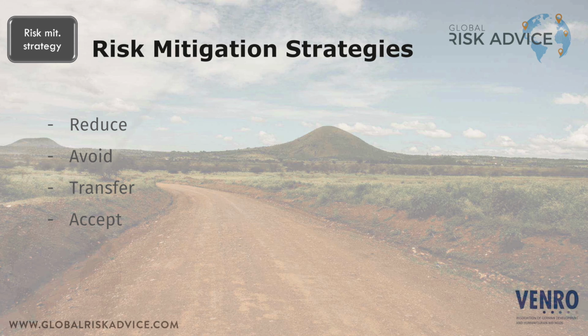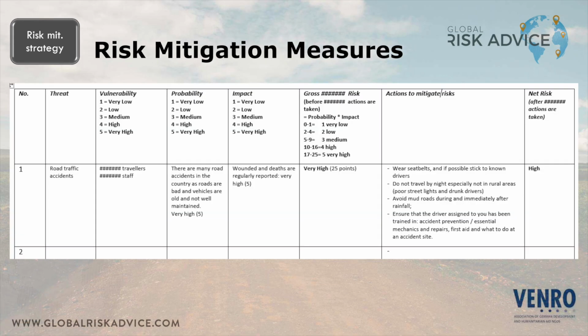And then the 4th one is acceptance. At some point, you'll have to accept the risk of it happening, even if you try to reduce it as much as possible. And then we can extend the table like this. So in this case, for road traffic accidents, we have actions to mitigate the risks, and then the netto risk is still a certain amount. And then we can decide, do we still think that is acceptable or not?